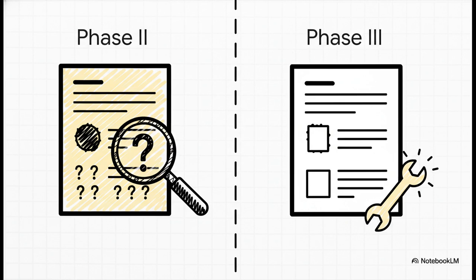Look, if you remember just one thing from this whole explainer, please make it this. Phase 2 is where you identify the problems. You find the mess. Phase 3 is where you fix them. You clean up the mess. You find the leaky pipe in Phase 2. You call the plumber in Phase 3. Burn that distinction into your brain.